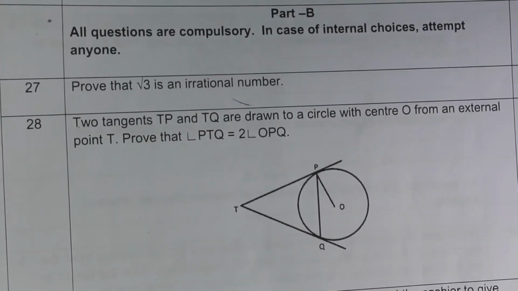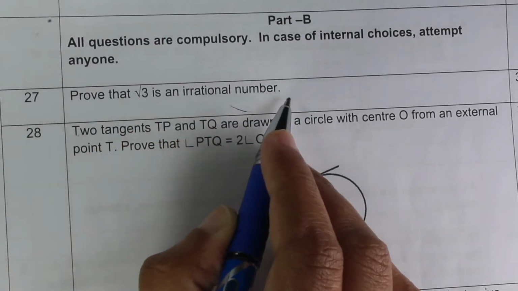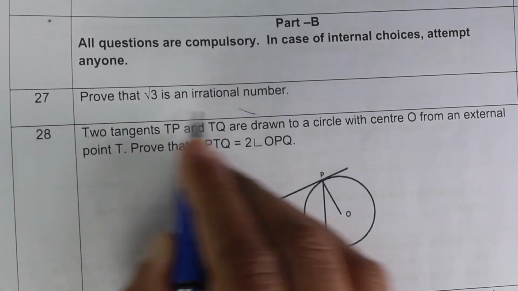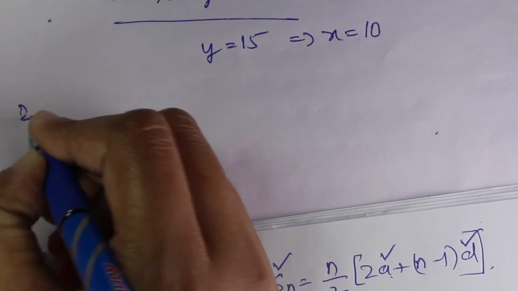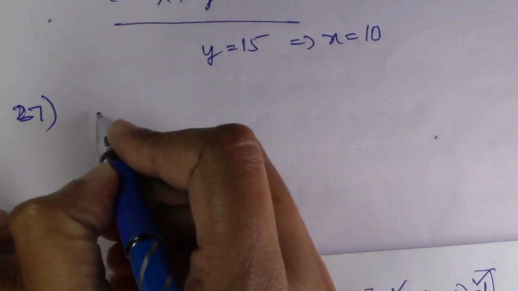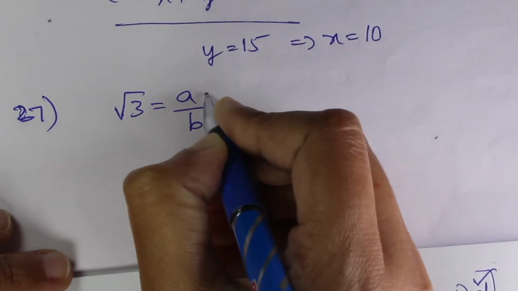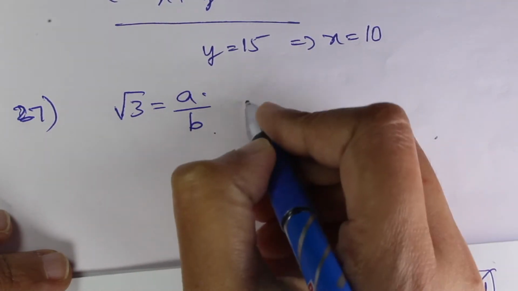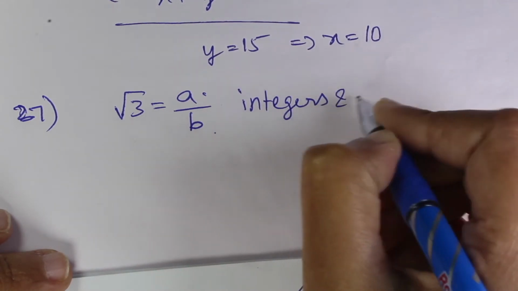Now let's move to the 3-mark questions. 27th question: prove that root 3 is an irrational number. So we have to prove that root 3 is an irrational number. Let us start with the assumption that root 3 is a rational number. Then root 3 can be written in the form of a by b, right? Here a and b are integers and are co-prime.